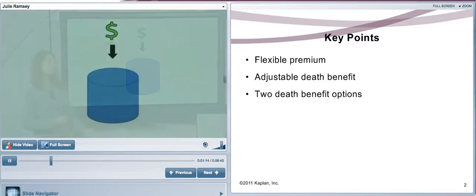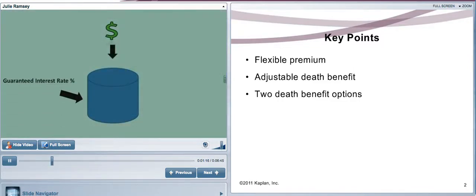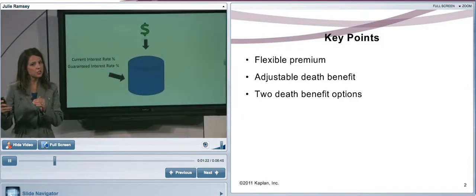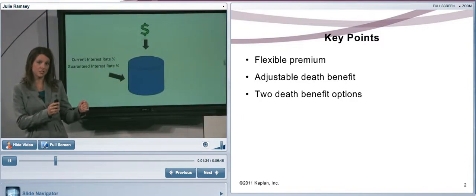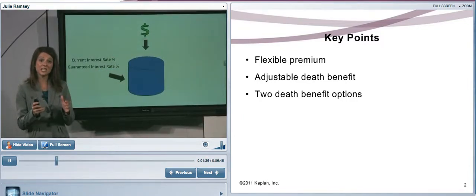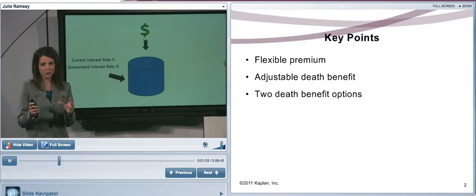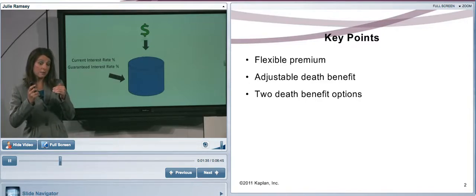Secondly, in this bucket, you'll notice that there is a guaranteed interest rate and a current interest rate. Now, what is that? Well, the insurance company credits interest into that bucket. Right? The guarantee is like the worst case scenario. We will pay at least this. Usually it's 3 or 4%. Now the current interest rate means they can pay more if they want to.